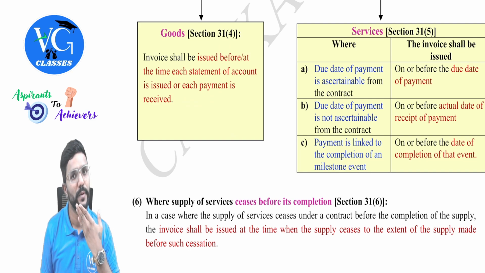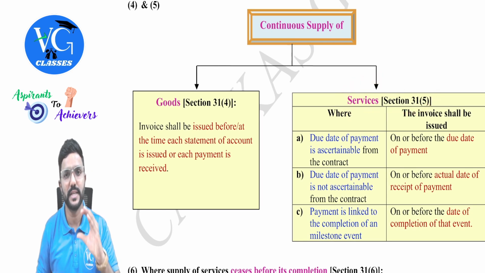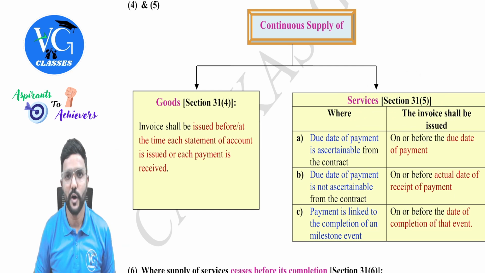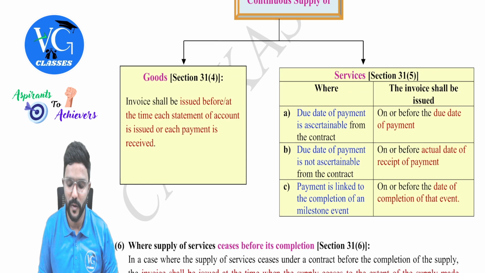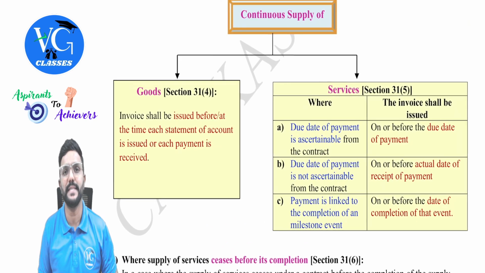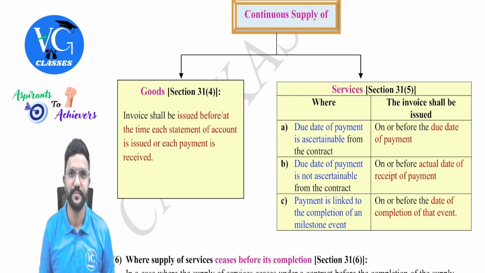If both are given, means the statement date as well as the payment date, consider whichever is earlier, guys. Okay. Sir, what if there is a continuous supply of services, which means the services are provided by the supplier to the recipient for more than 3 months? Okay, more than 3 months means it can be 6 months, 12 months, whatever, but more than 3 months. In that case, if there is a contract between the supplier and recipient, then check what is the due date for payment as per the contract.